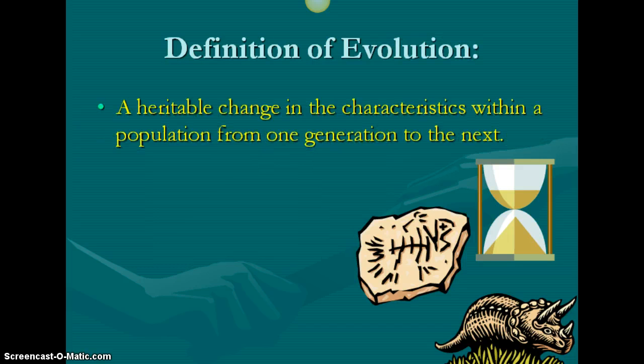So first, a definition of evolution. It is simply a change over time. And so if you put in this whole definition, a heritable change, so something that you can inherit in the characteristics within a population from one generation to the next. This change is not going to happen in that one individual. The one individual can't go, boy, I really wish I was faster, and then they're going to have it. It's going to be something that is an inheritable condition based on the genetics of that organism.